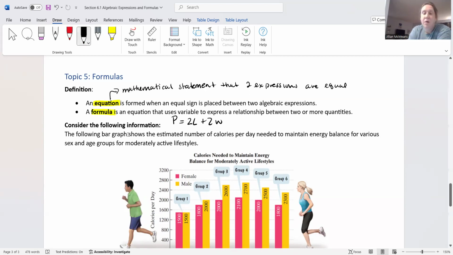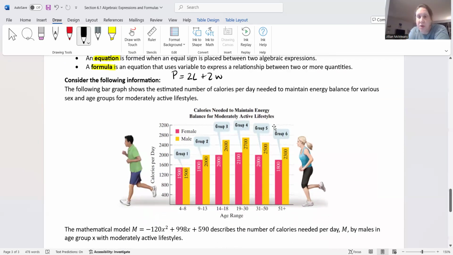Now, the example we're going to look at is directly from your textbook. You've paid to use your textbook, so let's take as much from it as we can. You might see this example in homework, and if you go to your ebook, you'll see it. It's just so good, I didn't want to try to recreate it. It says, consider the following information. The following bar graph shows the estimated number of calories per day needed to maintain energy balance for various sex and age groups for moderately active lifestyles.